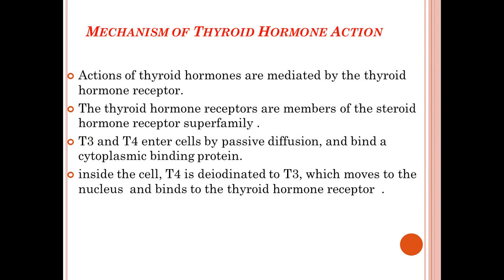The thyroid hormone receptors are the main mediator of the thyroid hormone action. They are steroid hormone receptors in nature, and after T3 and T4 enter the cell by passive diffusion, they will bind to a cytoplasmic binding protein, and then T4 is deiodinated to T3 and moves inside the nucleus and binds to the thyroid hormone receptor.